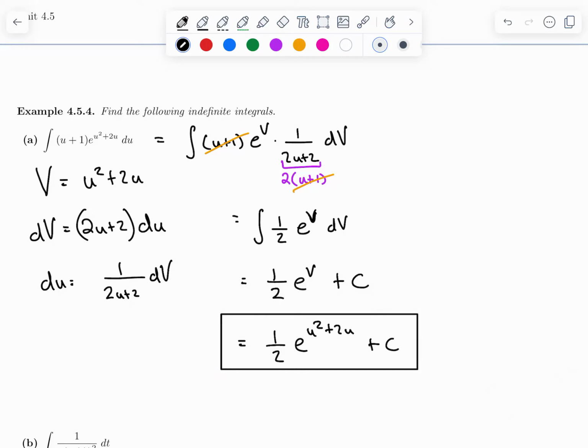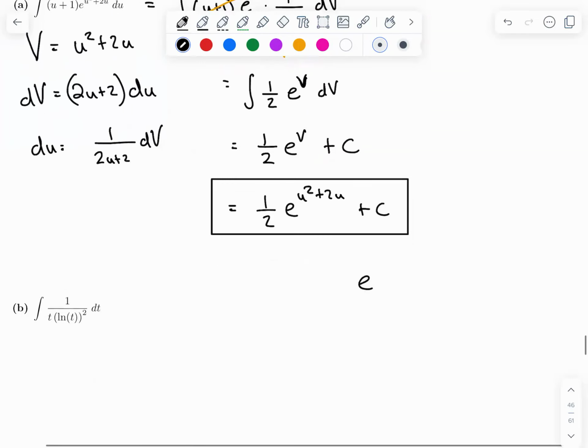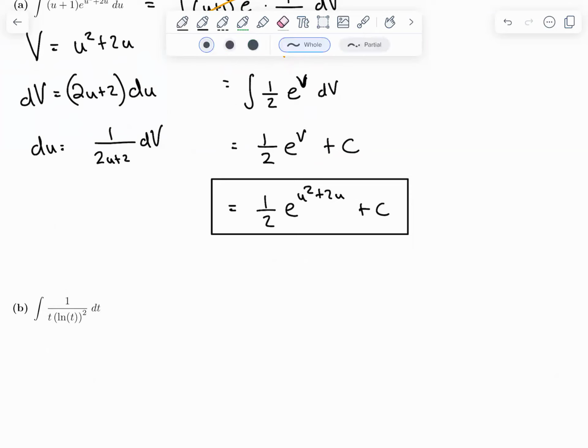Any questions on that? Yes. She's asking, could we write it as e to the u squared plus 2u, over 2? No, that'd be fine. That is totally fine. Any teacher who doesn't accept that, let me know. We'll get into a battle.